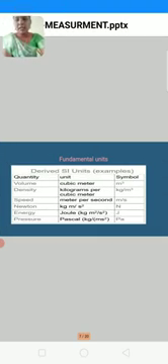I will also show some derived SI units. Examples are volume, cubic meter, m cubed. Density, kilogram per cubic meter, kg per m cubed. Speed, meter per second, m per second. Force, newton, kg m per second squared, N. Energy is joule, J. Pressure is pascal, symbol Pa.